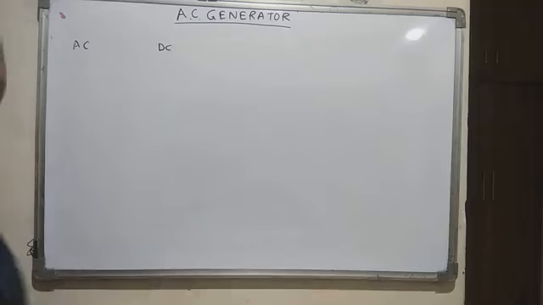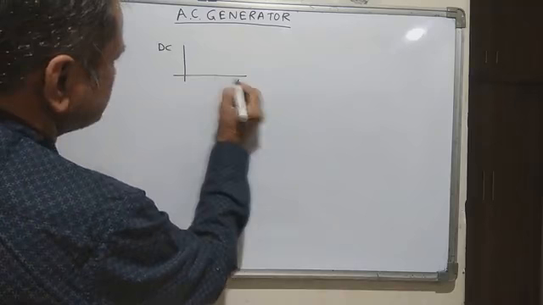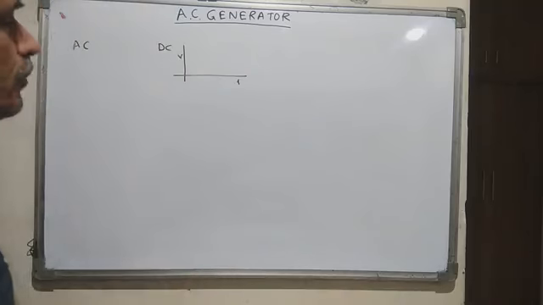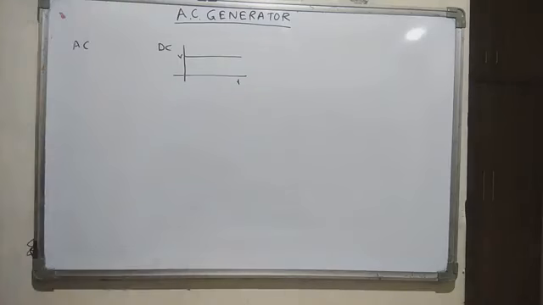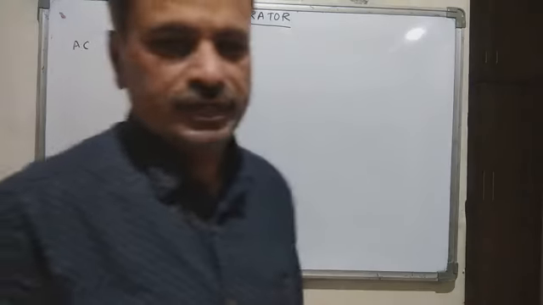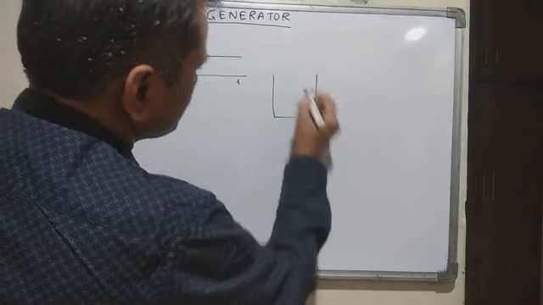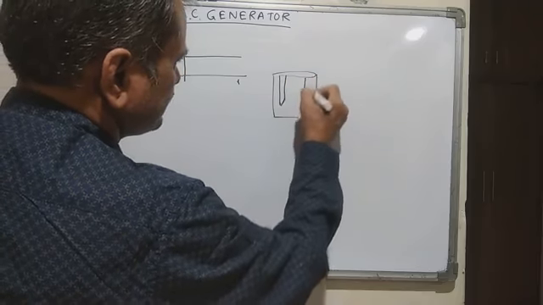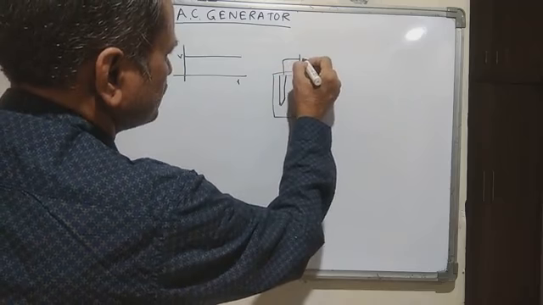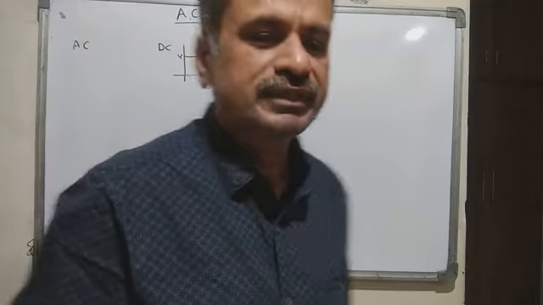As an example, DC means direct. It looks like this. If I plot the graph of time versus voltage, you will find the voltage is constant and it doesn't change its direction. The magnitude is constant, and we know the source of DC voltage. The very first source which was invented is the electrolytic cell. This is one of the sources of DC voltage, and we use a battery for the DC voltage.